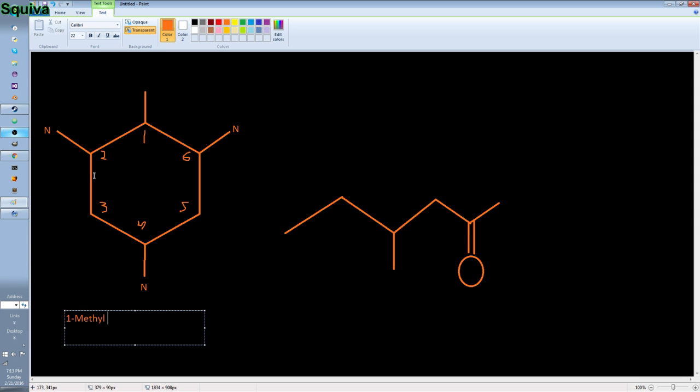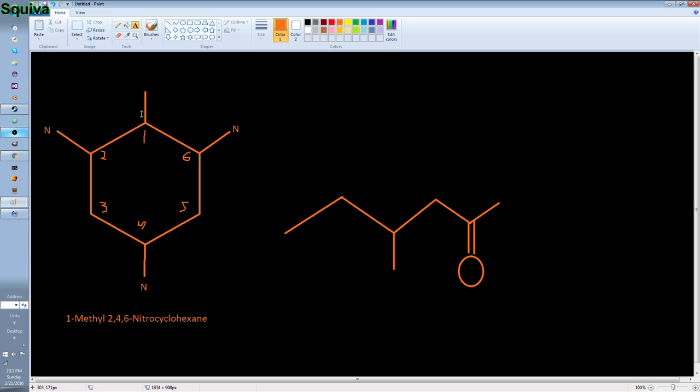Two, okay, now what is intuitive is to go 2 nitro, 4 nitro, 6 nitro, but no, it's 2, 4, 6 nitro, cyclohexane. There we go, we have our nomenclature. So this molecule is 1-methyl-2,4,6-nitro cyclohexane.